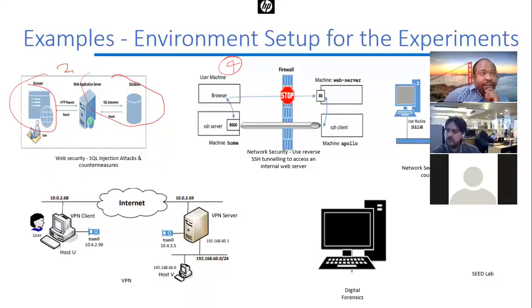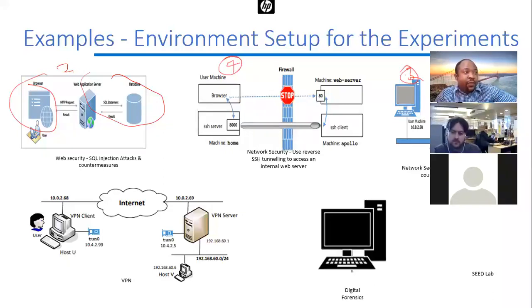This is another example, DNS attacks and countermeasures. Students need at least 3 computers. Another example, if you want to teach your students how to build a virtual private network, students need at least 3 computers to be able to demonstrate this.